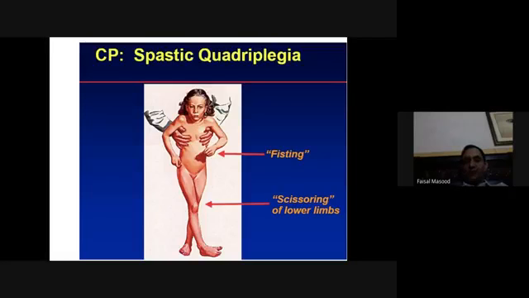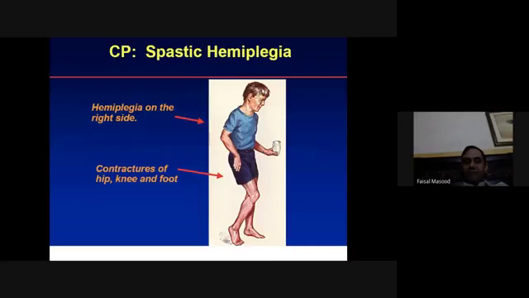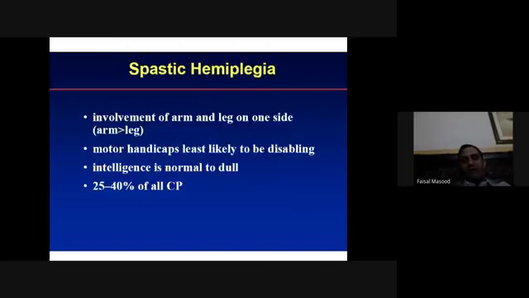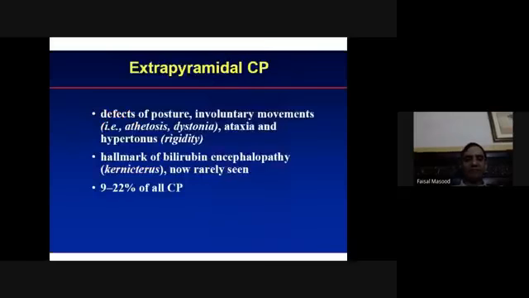Spastic quadriplegia, then both the upper limbs and both the lower limbs will be involved. In the lower limb there will be scissoring, and in the upper limb there will be fisting. The child will be holding the fists all the time. Hemiplegia, involvement of arm and leg on the same side. One side motor handicap, intelligence is normal or dull. It is also one quarter of the cerebral palsy. You can see one side is affected and the other upper and lower limb is okay. The right side upper and lower limb is spastic.